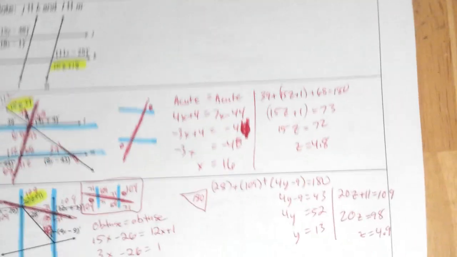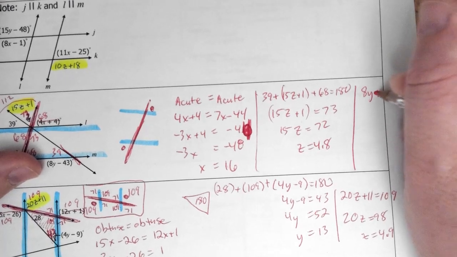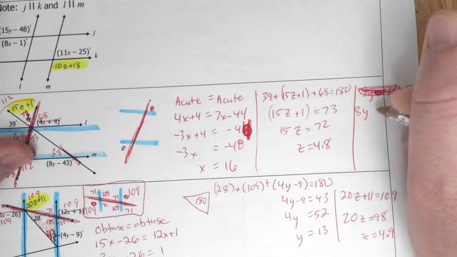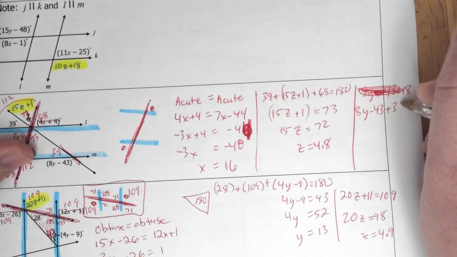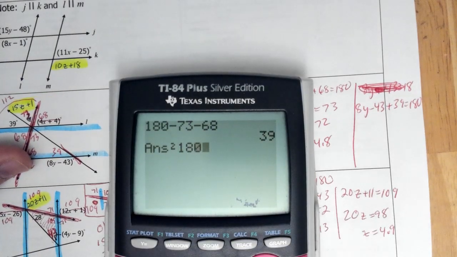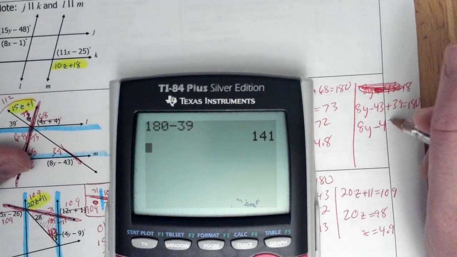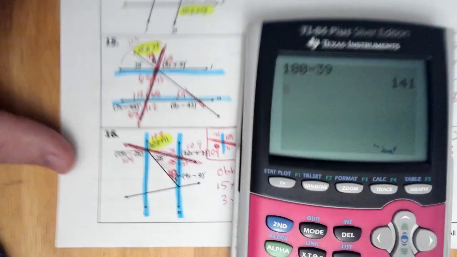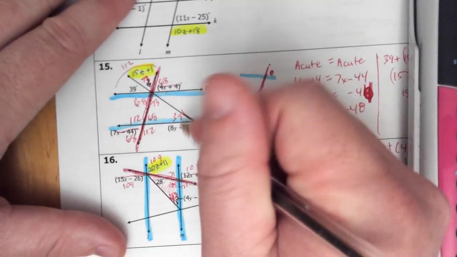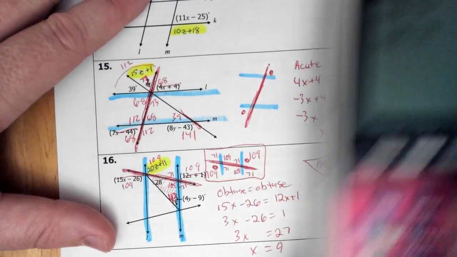All right, so I know 8y minus 43 plus that 39 equals 180. So if this is 39, so 180 minus that 39, I get 8y minus 43 is equal to 141. So that's one way to do it, or we could actually find that angle. 180 minus 39, this is 141. If 8y minus 43 equals 141, and then you would just solve.